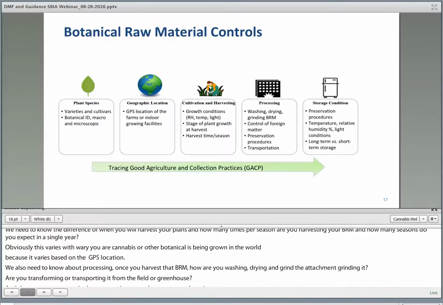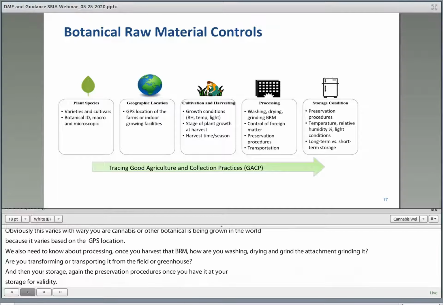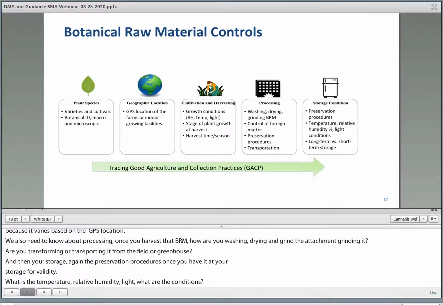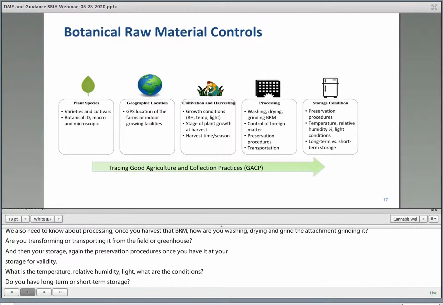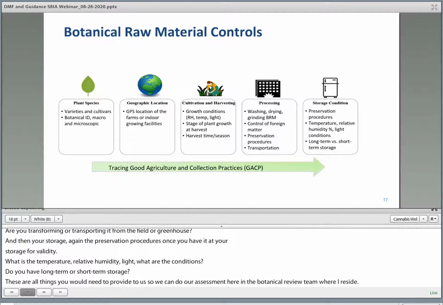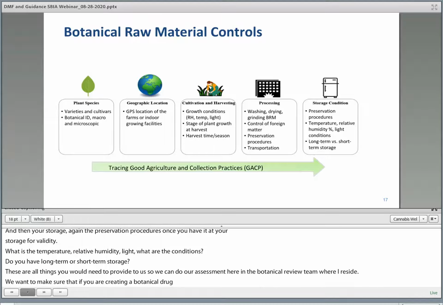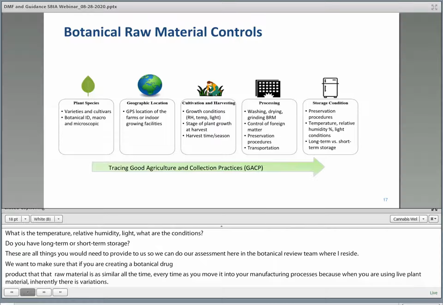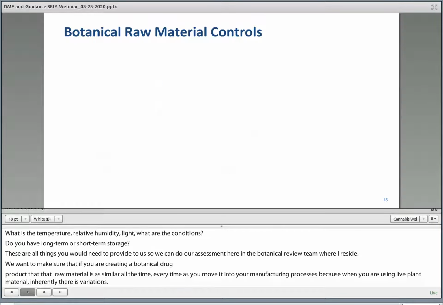These are all things that you would need to provide to us so that we can do our assessment here in the Botanical Review Team where I reside, because we want to make sure that if you're creating a botanical drug product, that raw material is as similar all the time, every time as you move it into your manufacturing processes, because when you're using live plant material, inherently there is variations. And so we want to make sure that these steps are maintained each and every time to reduce those variations as much as possible.